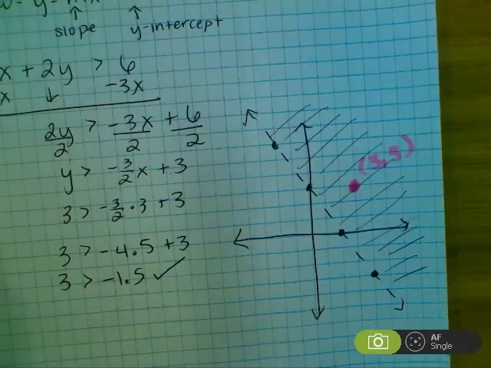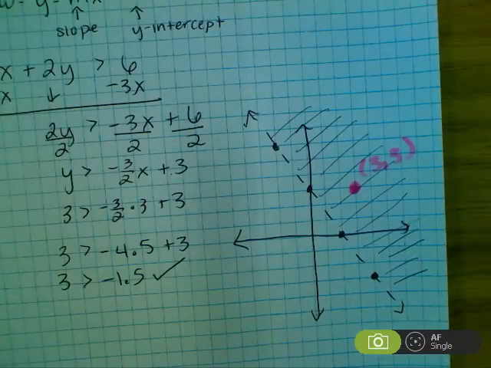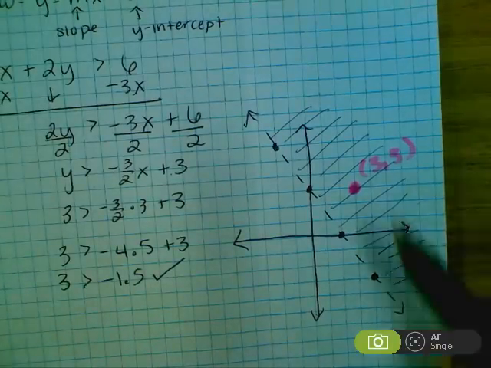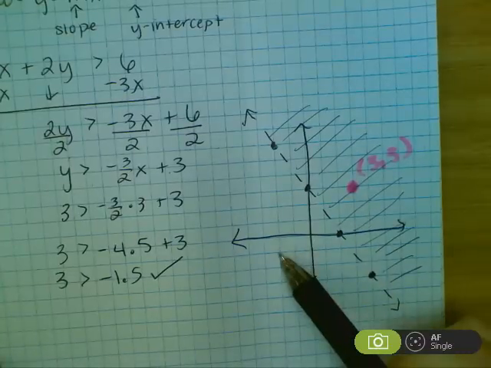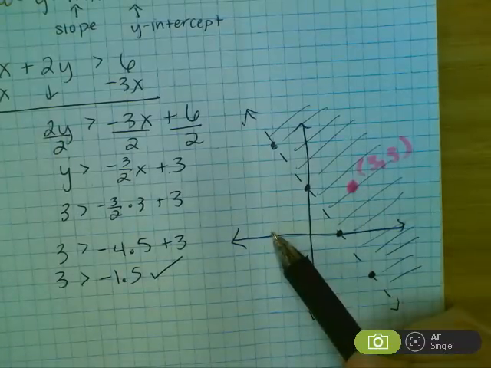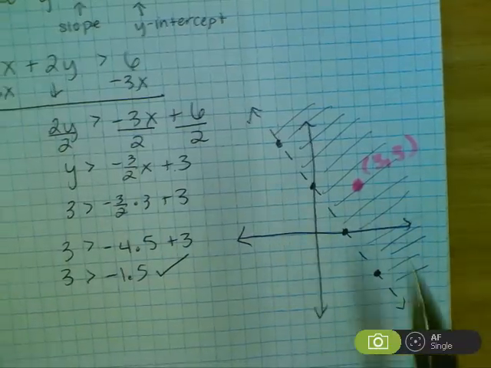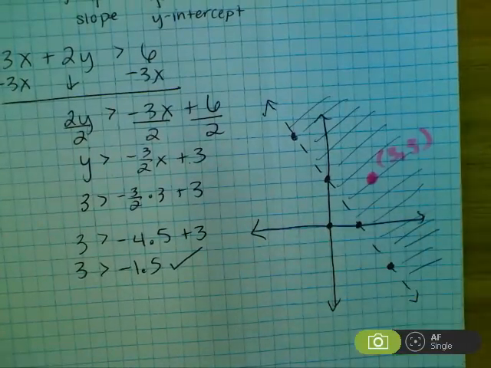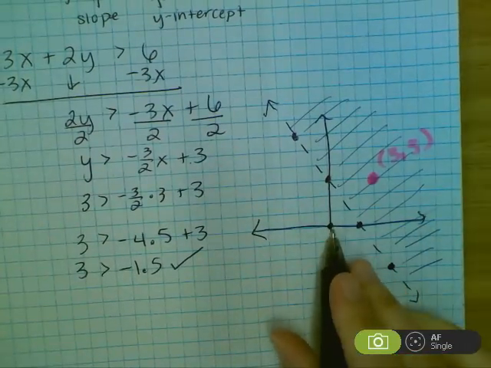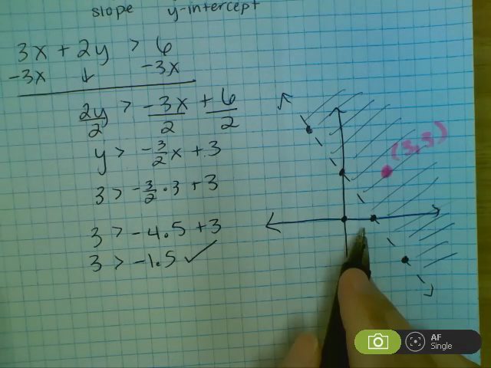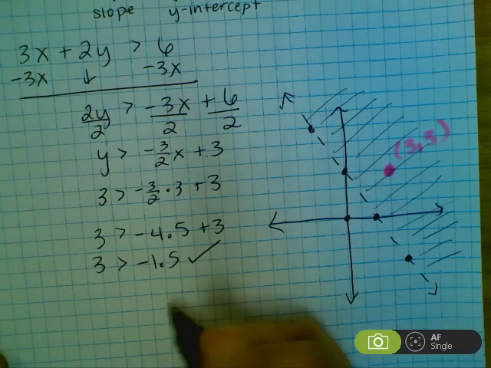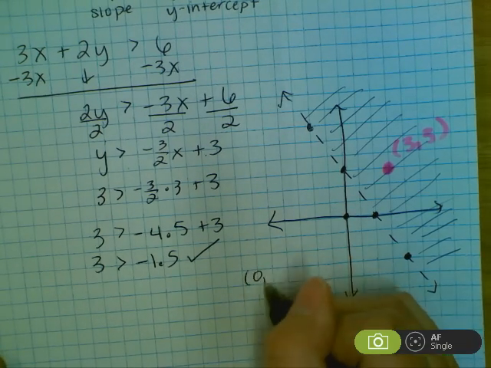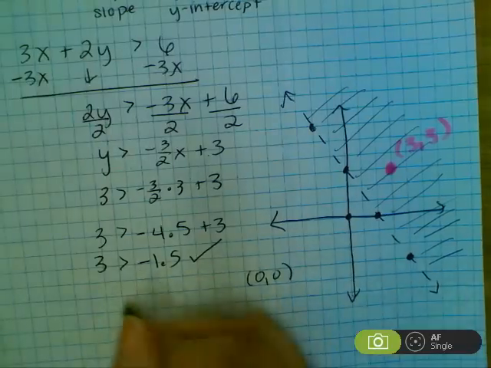If I had gotten to the end of my problem and realized that was not a true statement, then I would have needed to check a point on the other side of my line to see if that point was true. Just to show you, if you were to select the point 0, 0, that's not in my shaded region, so it should not make my inequality true. If I come over here and I check the point 0, 0, it shouldn't give me a true statement.